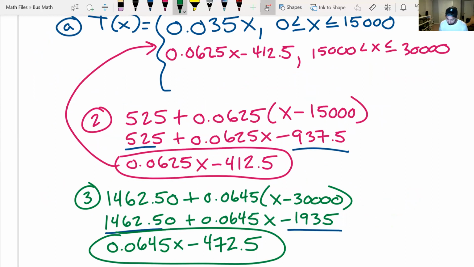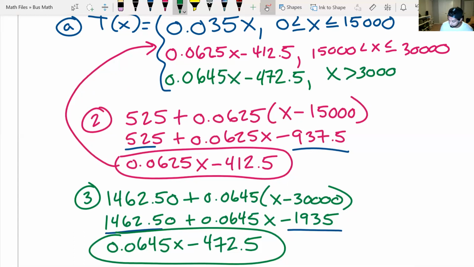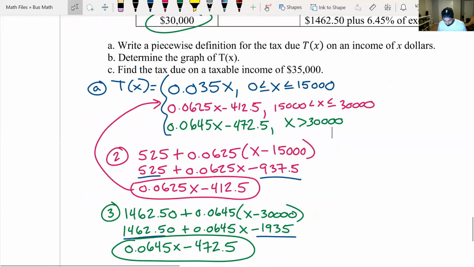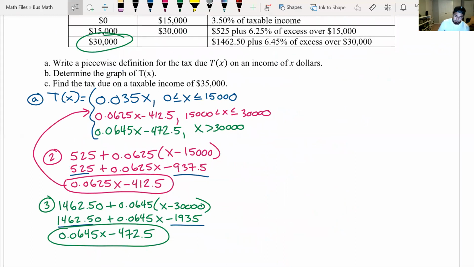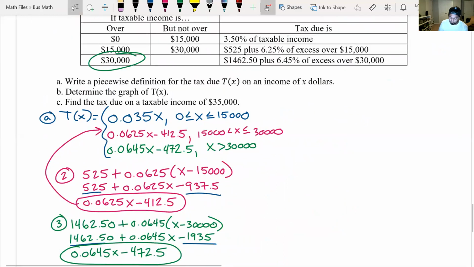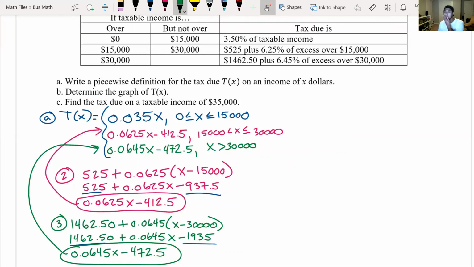Okay. So 0.0645x minus 472.5. And we can only do this if we make over 30,000. Okay. There it is. There's our piecewise function. All right.